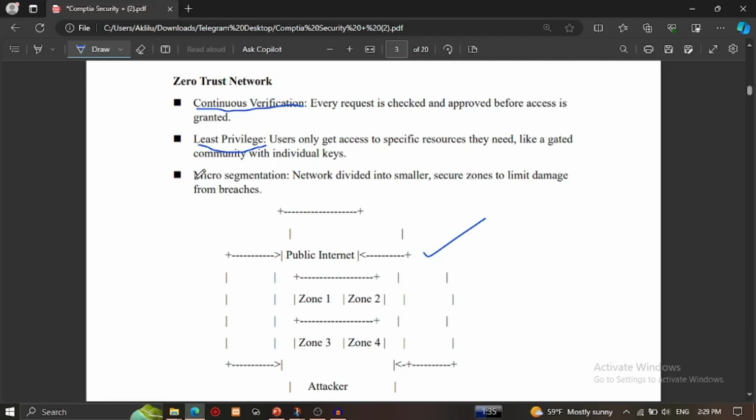The third is micro segmentation. This means the network is divided into various smaller secure zones, which eliminates the damage from breaches. So we can divide into zone 1, zone 2, zone 3, and zone 4. For example, if someone has his own house, rather than locking the outside door only, it means locking the kitchen, locking the bedroom, and locking other rooms to ensure more security.